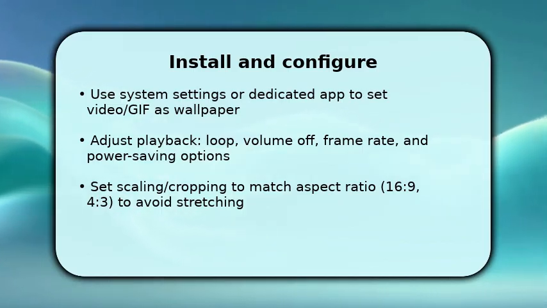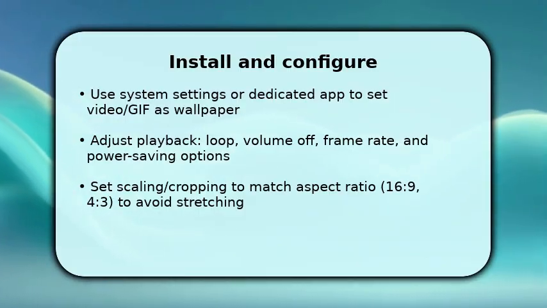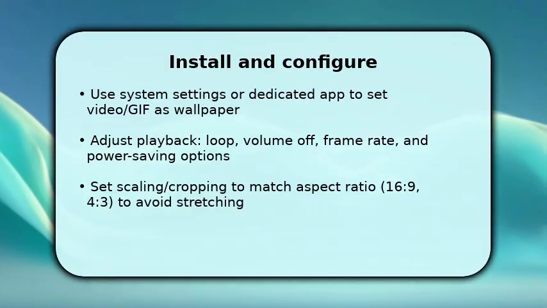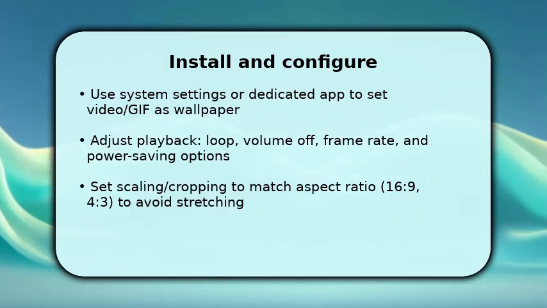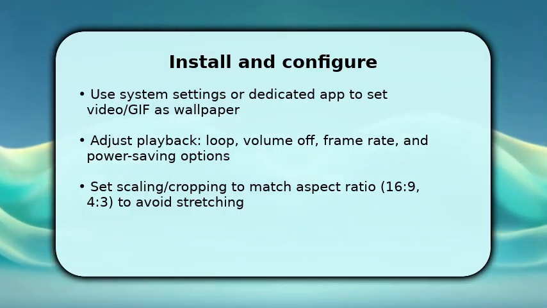Then configure playback. Enable loop, mute audio, set frame rate, and activate power-saving options so it pauses on low battery. Finally, match scaling and crop to your screen's aspect ratio to avoid distortion and keep motion crisp.